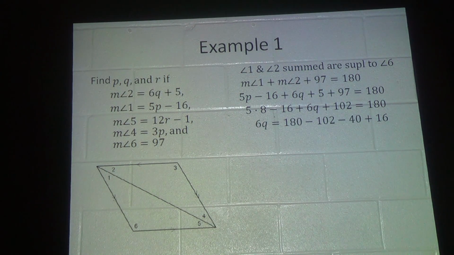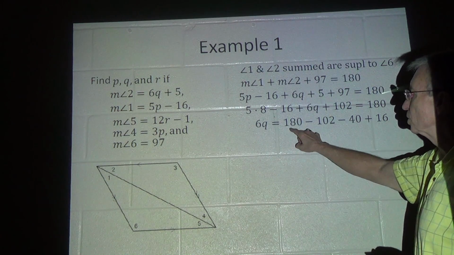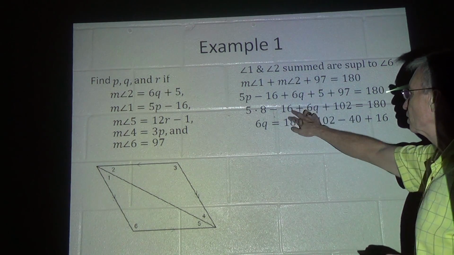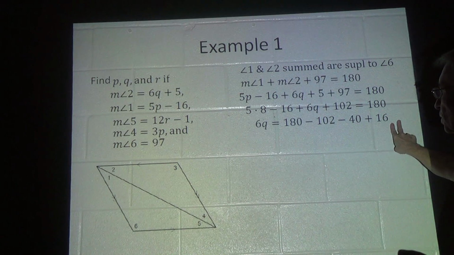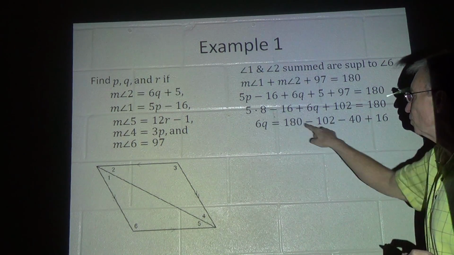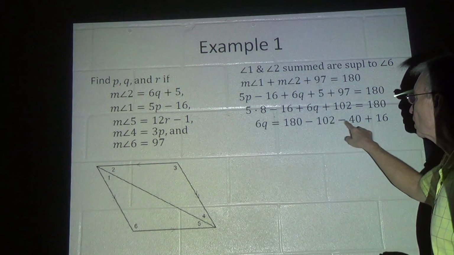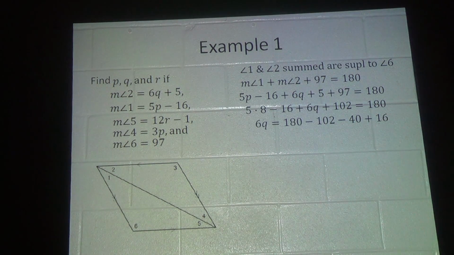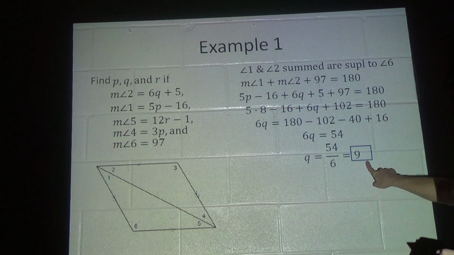So this gives us 6Q is equal to all of these numeric terms subtracted from the other side. So 180 minus the 102 minus the 40 plus the 16 is going to give us our answer. So 6Q is equal to 54. Divide both sides by 6 gives us that Q is equal to 9.